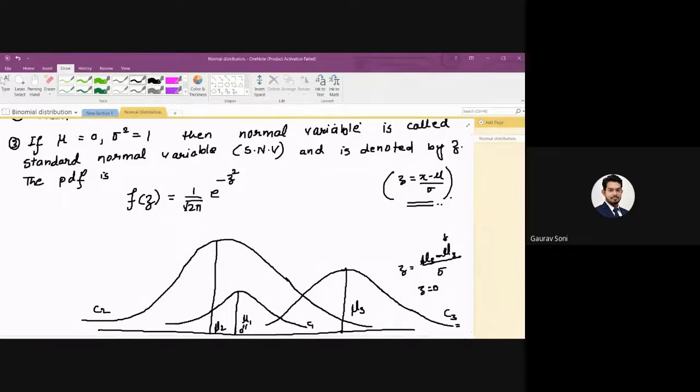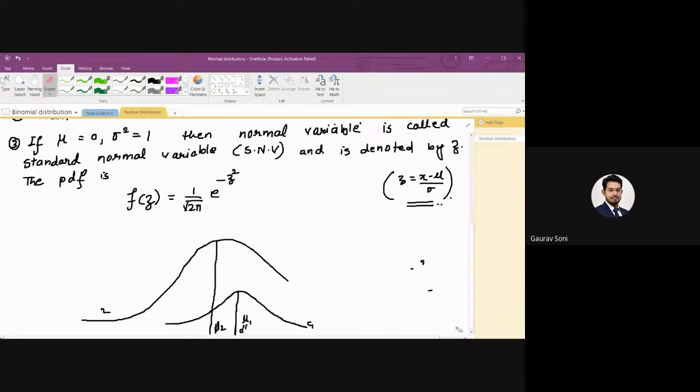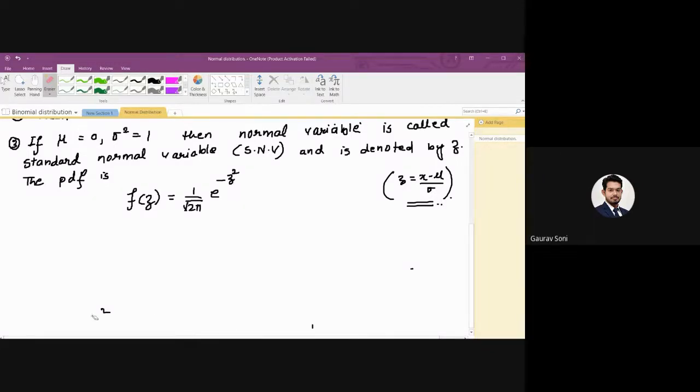Whenever any distribution is given, we will first change the variable. Put z equal to x minus mu by sigma, which we call the standard normal variable. And if there is a large curve, I can make it smaller by dividing by sigma. I hope I have made myself clear what the need is to convert the original variable x to the standard normal variable.